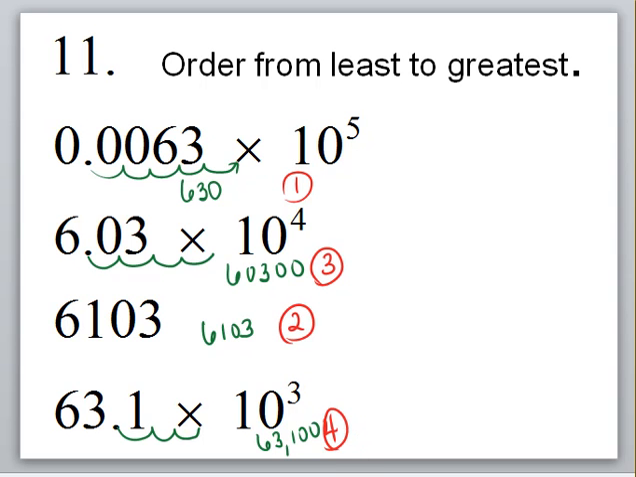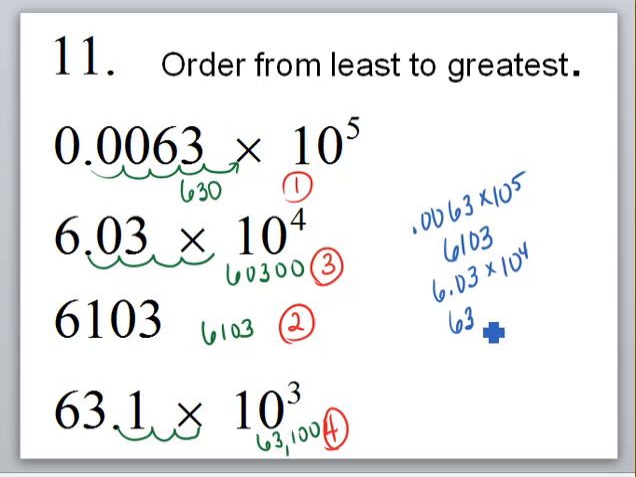So when you'd write your answer, you would go ahead and say that 0.0063 times 10 to the fifth is the smallest. The next smallest would be 6,103. The next one would be 6.03 times 10 to the fourth. The next one would be 63.1 times 10 to the third.